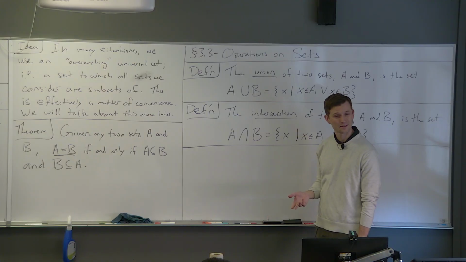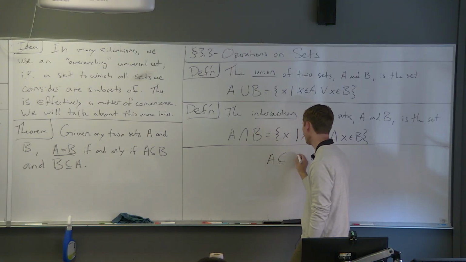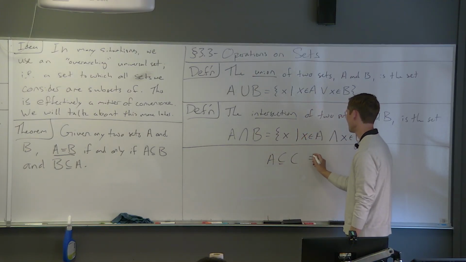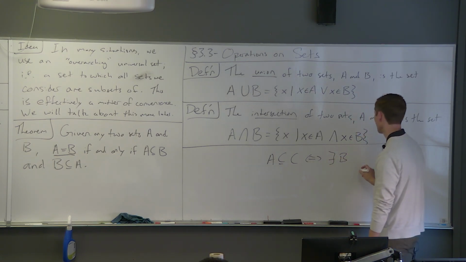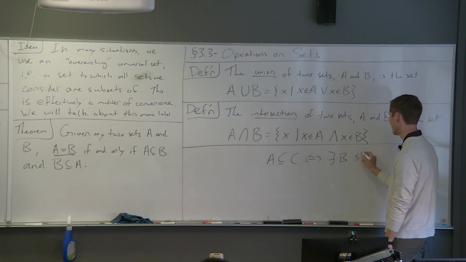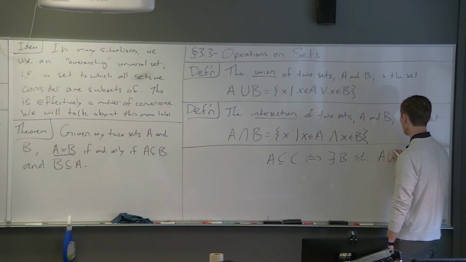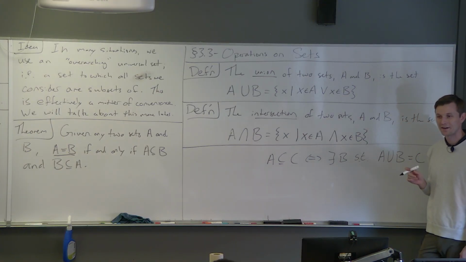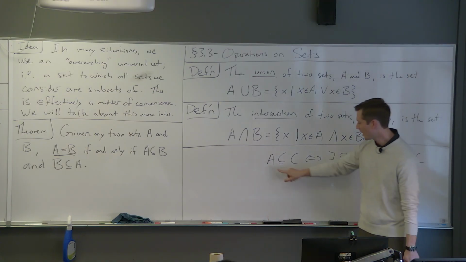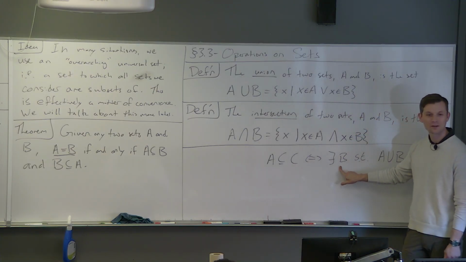Does that make some sense? That is, A is a subset of C. This is something you could prove if there exists some B such that, which I'll abbreviate ST, A union B equals C. Does that make sense? That is, if every element of A is an element of C, what is the subset that you have to union it with to get C?